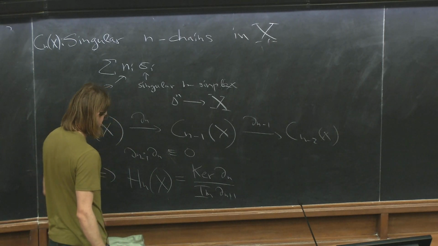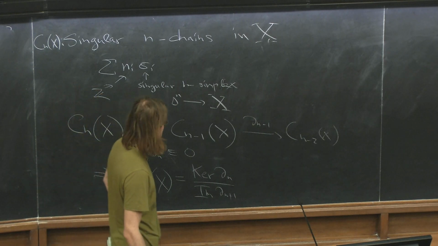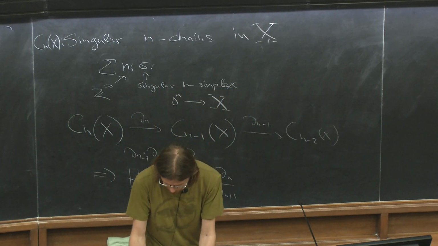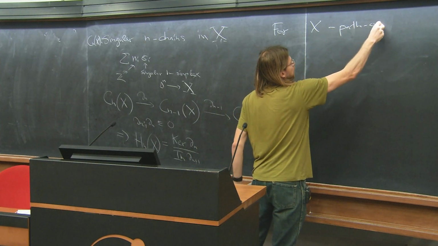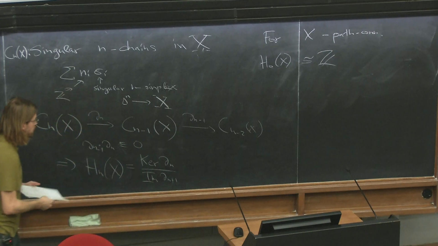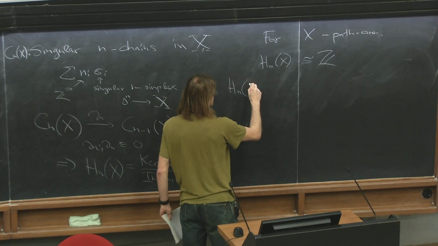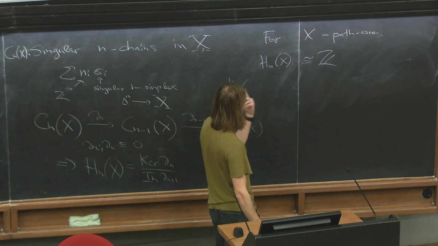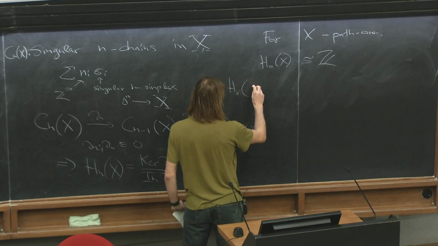At the end of the last lecture, we gave a general result for what is H0 of X. We showed that for X connected, H0 of X is isomorphic to Z. In general, if X is decomposed into a disjoint union of path connected components, the corresponding homology groups are given by the direct sum of the homology groups of the individual path connected components.